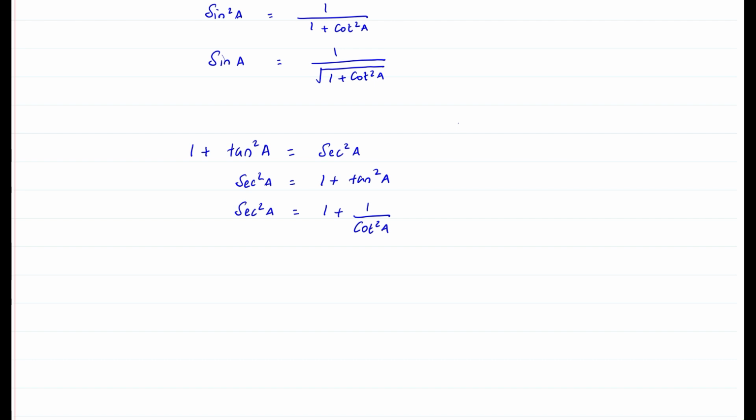Now let's take cot square A as LCM. Secant square A will be equivalent to cot square A plus 1 divided by cot square A. So if secant square A is this one, then if you remove the squares from both the sides, this one will become secant A will be equivalent to root of 1 plus cot square A divided by cot A. This is the answer for the second part of the question.